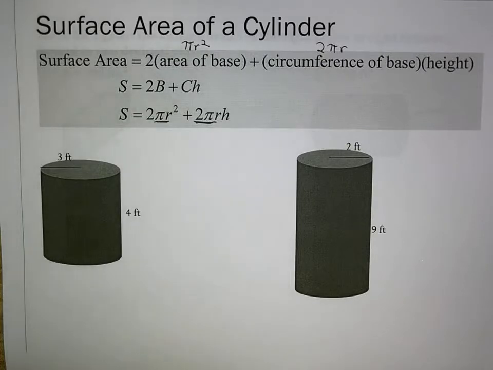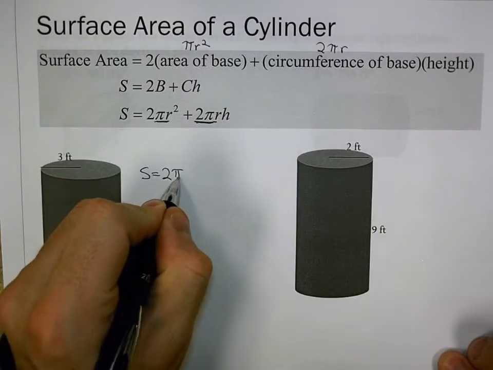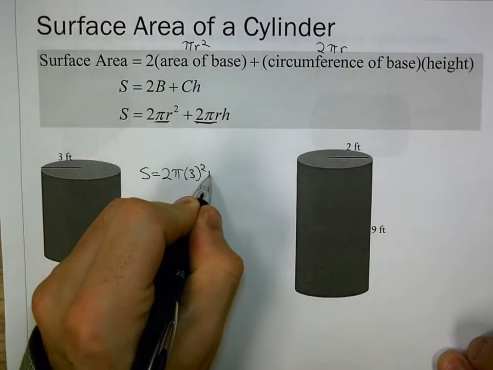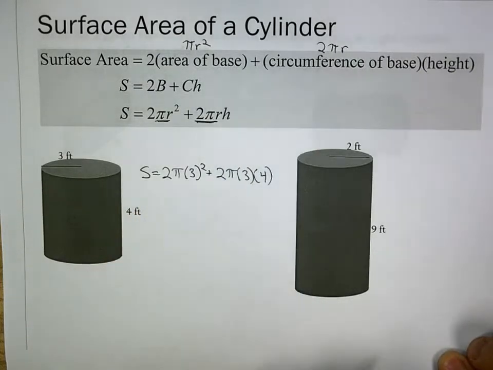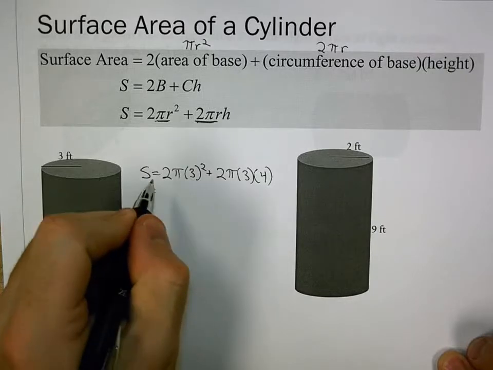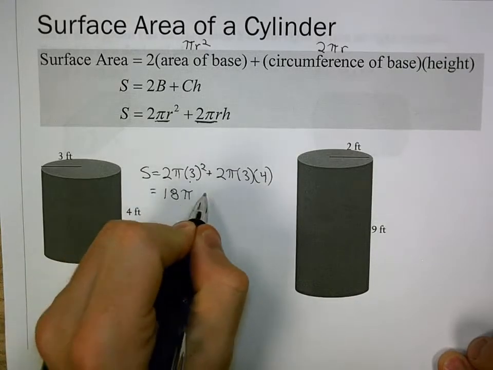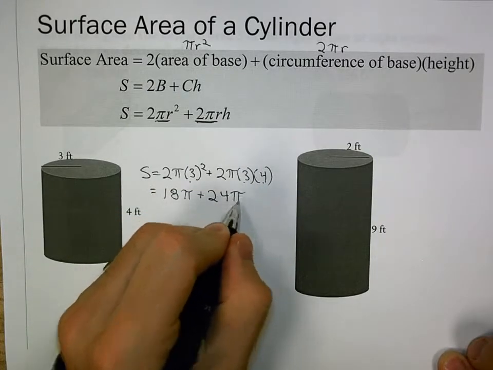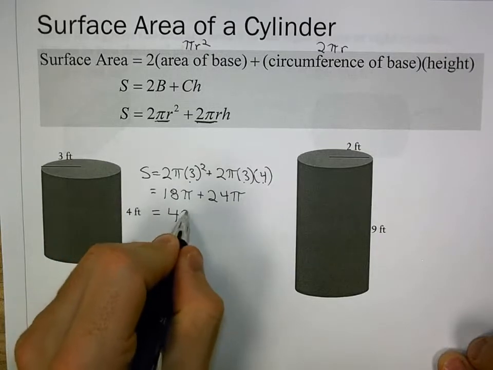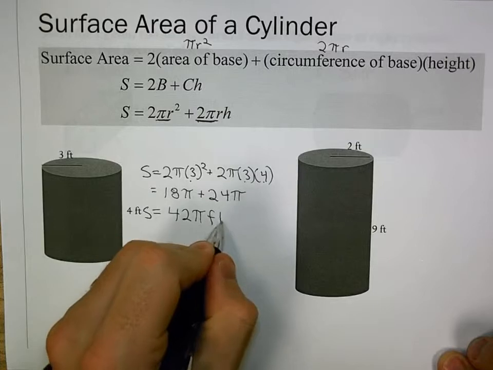But for a cylinder, if we can identify the radius and the height, we can just plug them in and get 2 pi times 3 squared, that's the radius, plus 2 pi times 3 times 4, that's the radius times the height. 3 squared is 9, times 2 is 18 pi. 3 times 4 is 12, times 2 is 24. We have 24 pi. That leaves us with 42 pi for surface area, and that's feet squared.